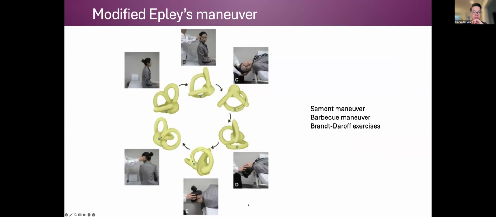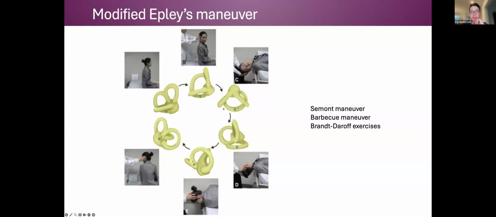And of course, we all know that BPPV can be treated with certain maneuvers. The Epley maneuver, the modified Epley maneuver, is one that's good for posterior semicircular canal BPPV. So you have a patient sit up, they turn their head 90 degrees towards the unaffected ear, and then they continue turning another 90 degrees in the same direction, and then the patient is moved to a sitting position.